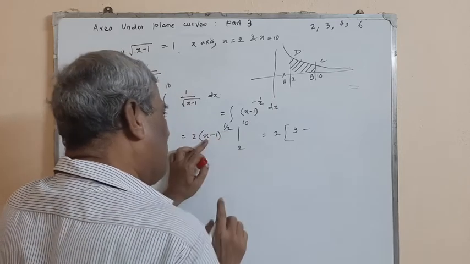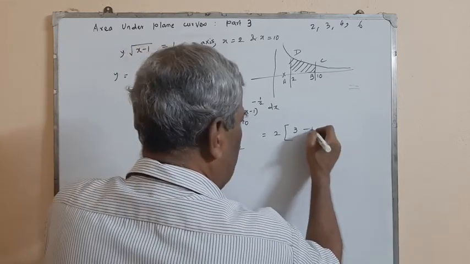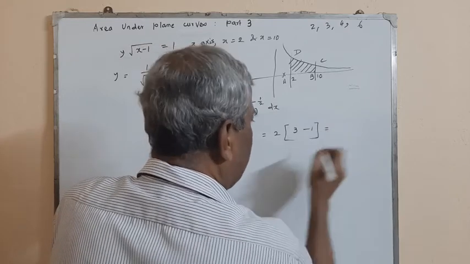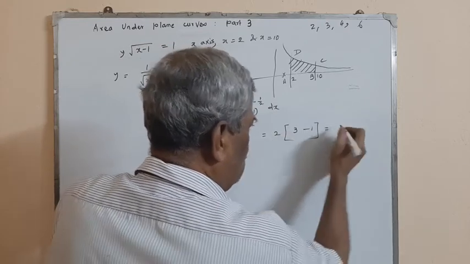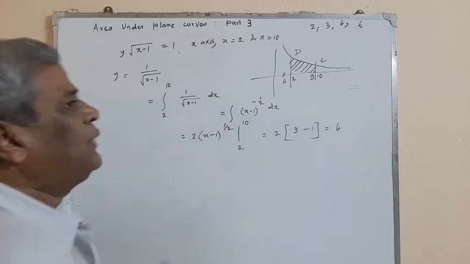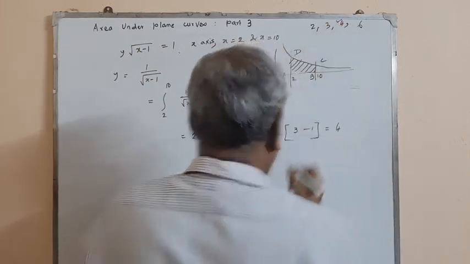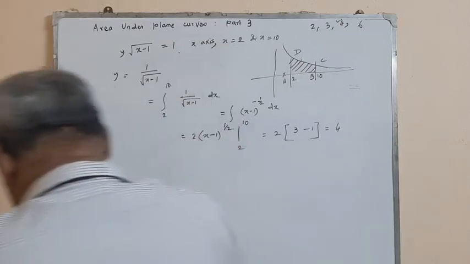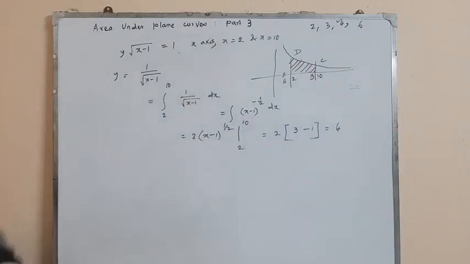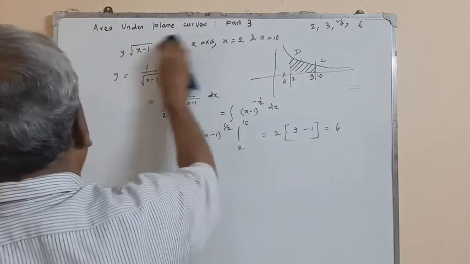So 1 to the power half is 1. So we get 2 into 2, that is 4. 4 square unit is the required area. So option C, the third option, is correct. Next.